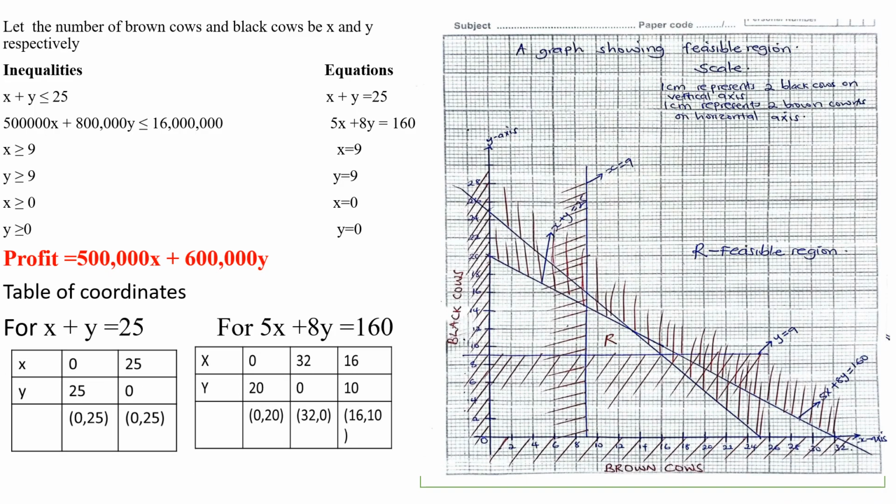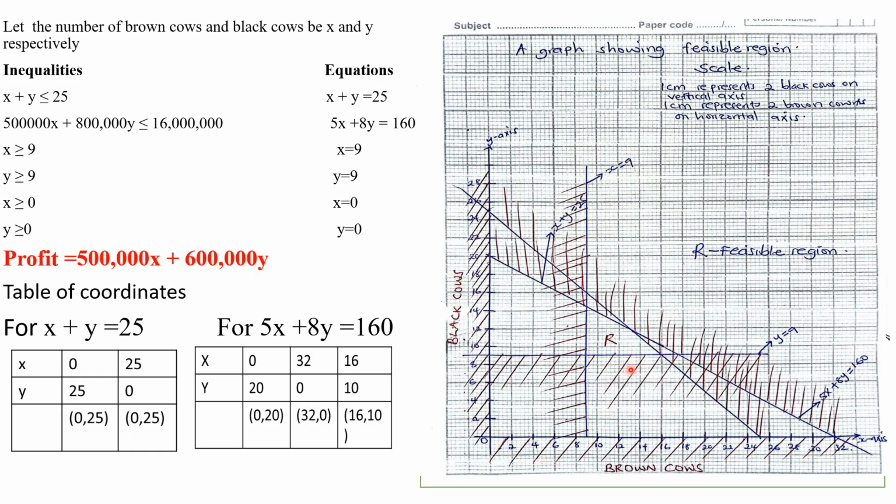Then after that, you come and draw the graph. So here is a graph showing the feasible region. Then the scale: 1 centimeter represents 2 black cows on the vertical axis. You can see, 1 centimeter represents 2 brown cows on the horizontal axis. Now I have labeled my axes very well. Make sure that you label your axes. What is on the x-axis? Brown cows. What is on the y-axis? Black cows.